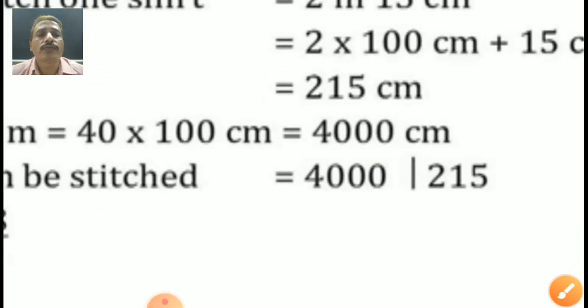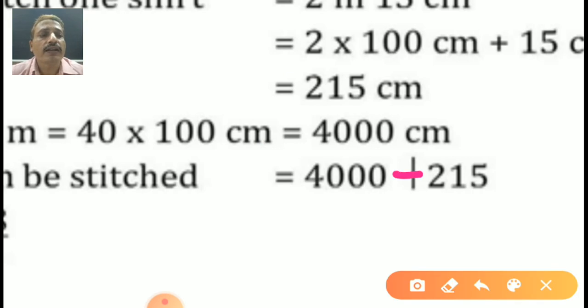What do we have to do for the number of shirts? Yes, this is a division sign. Divide 4000 by 215. Do you know how to divide big number division? Don't worry, student. Very easy. Take it easy. How many digits are here? 3. How many digits are here? 4. Division is possible. How to do it? Check the first 3 digits.